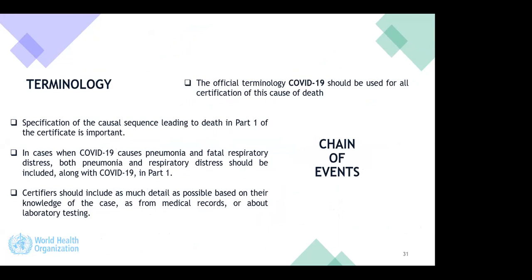Specification of the causal sequence leading to death in part 1 of the certificate is important, and this is the same sequence of events that we should be talking about. In the cases when COVID causes pneumonia and fatal respiratory distress, both pneumonia and respiratory distress should be included along with COVID-19 in part 1.